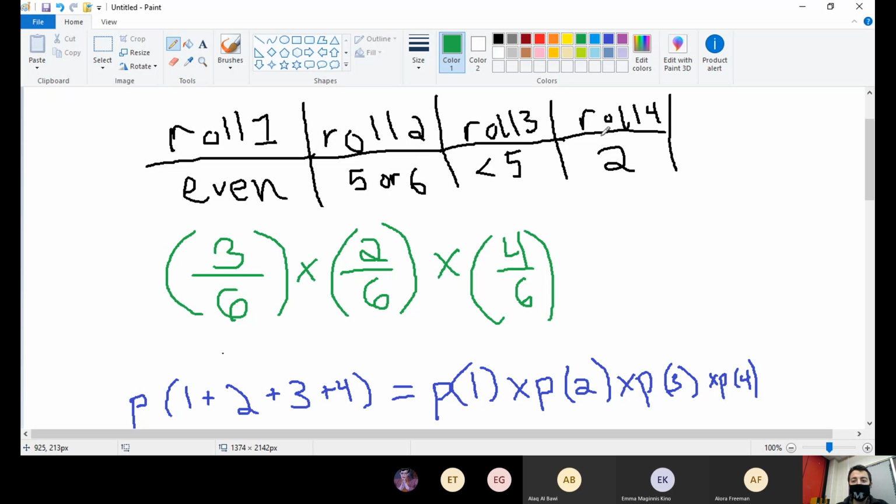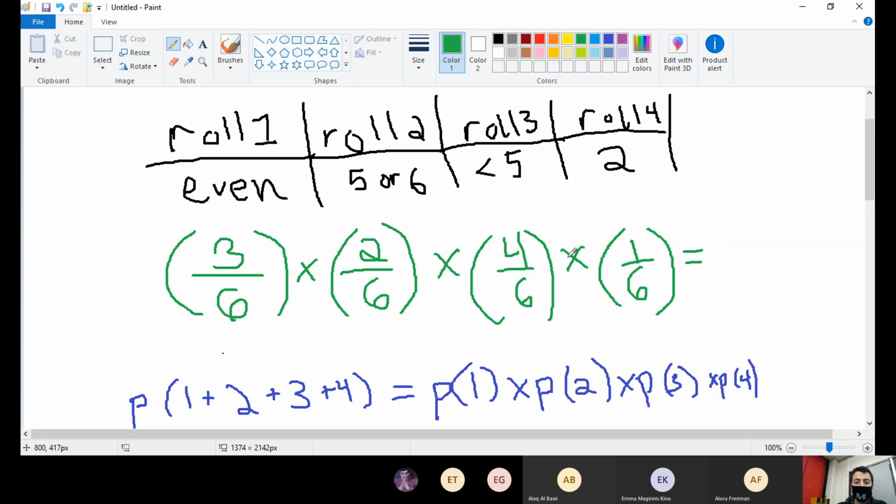All right, and what's the probability that when I roll a die that it comes up as 2? It's going to be a 1 out of 6 chance. And so if I roll a die 4 times, what's the probability that all of these things are true at the same time? That the first one comes up even, that the second one comes up as a 5 or 6, that the third one is less than 5, and that the fourth one is 2 specifically.